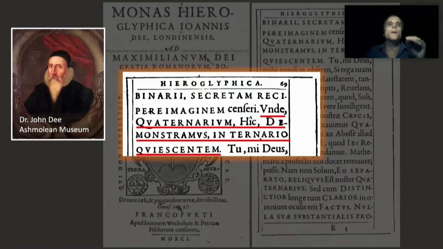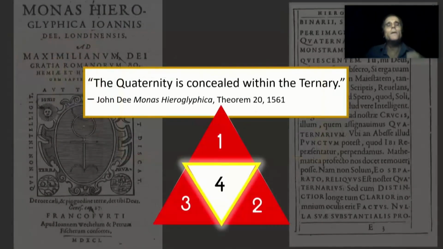Unde quaternarium hic demonstramus in ternario quiescentem. Translated, it reads, the quaternity is concealed within the ternary. Just as when 3 equilateral triangles form a 4th triangle when their points are joined, so too there is a hidden secret 4th element, the quaternion within a ternary. Quaternities contain profound secrets. This is both a Pythagorean and Rosicrucian mystery.